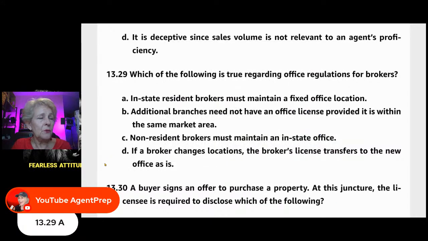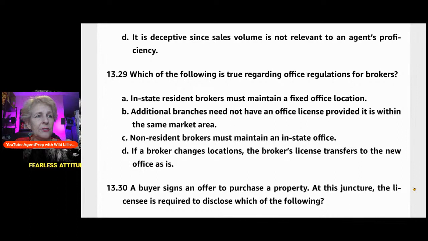So that is important. The other ones: additional branches need not have an office license, provided it is within the same market area. They'll use the same license. Non-resident brokers must maintain an in-state office. Yes. If a broker changes locations, the broker's license transfers to the new office as is. No, we do report it to TREC, so this would not be as is, it has to be reported. So the only true one is in-state resident. Additional branches, okay, do have to be within the same market area if they don't want to post a new license. Some laws did change.